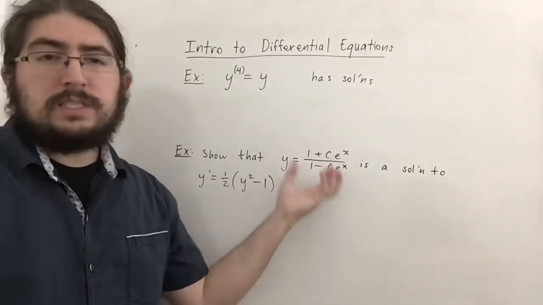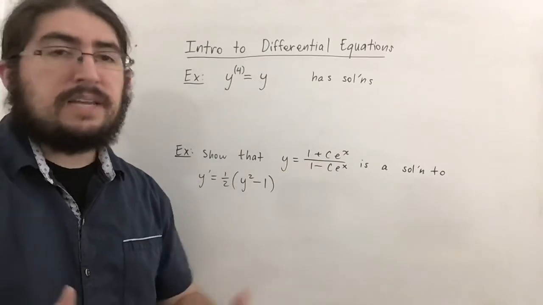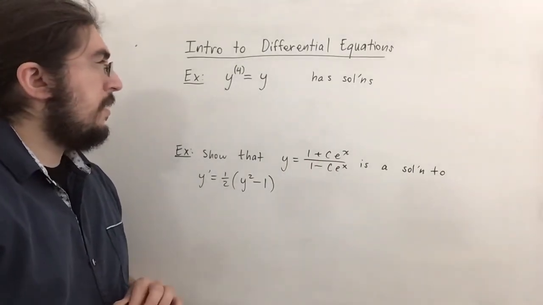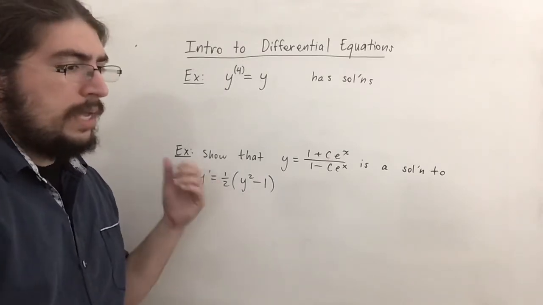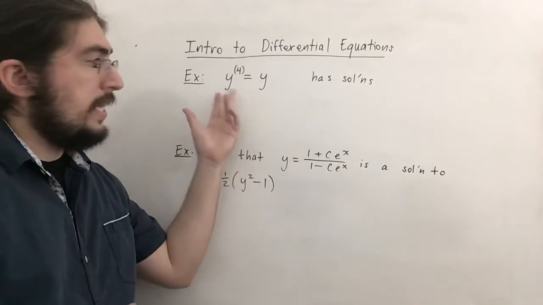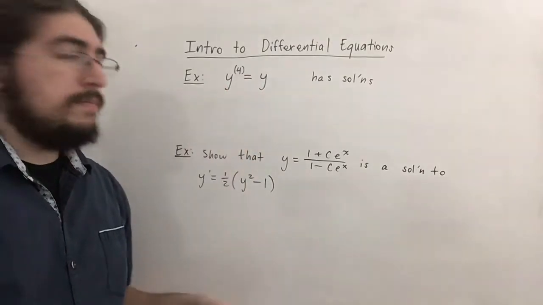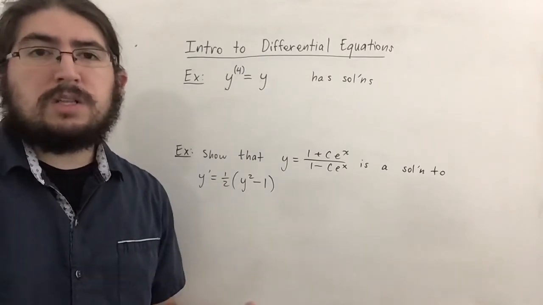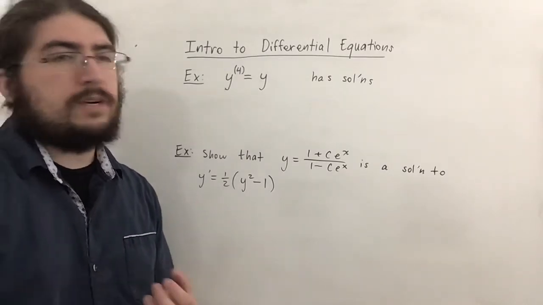So they're giving us the supposed solution. It's up to us to check to see if that is indeed a solution or not. With the previous example, we had the second derivative involved. The highest derivative here is 4, and in the previous one the highest derivative involved is 2. Now the highest derivative in a differential equation is known as the order of that differential equation.